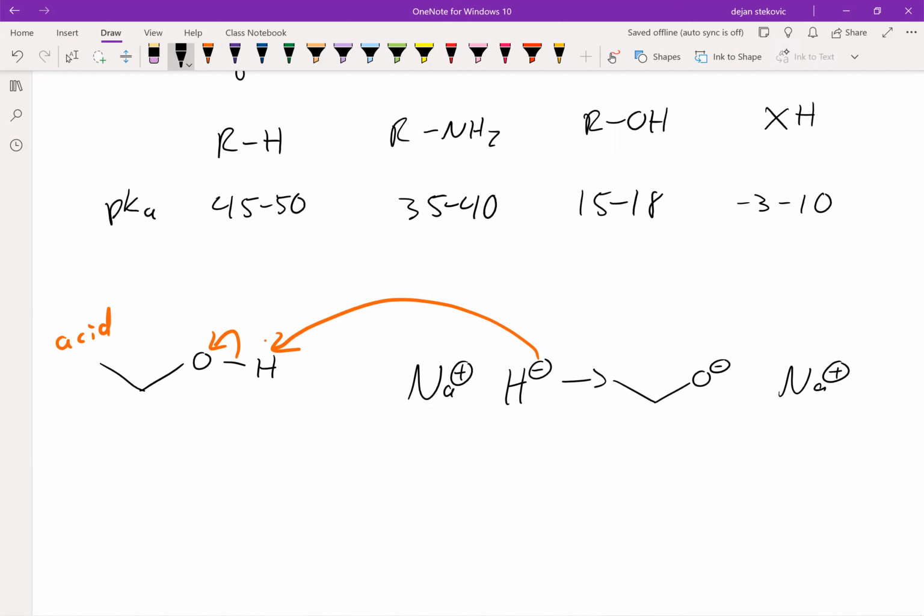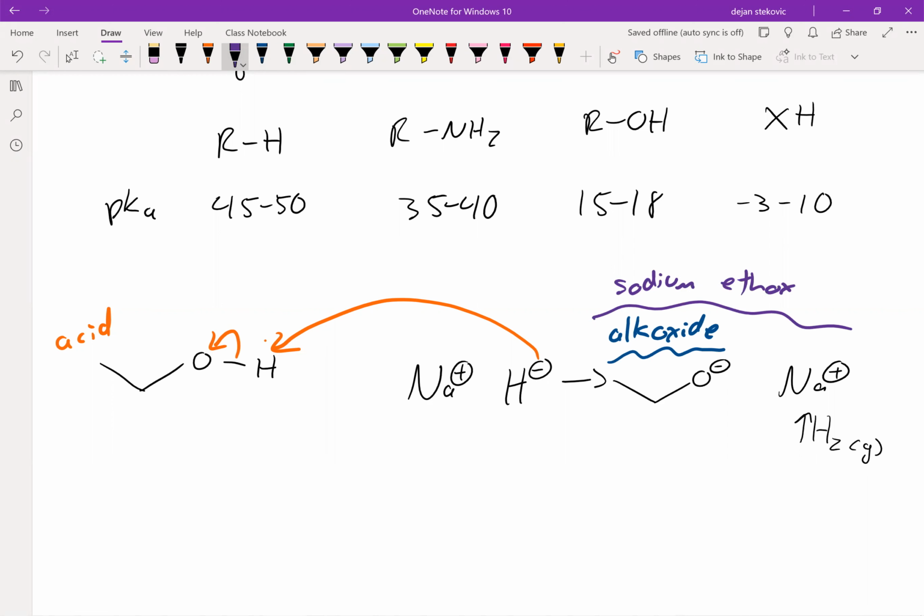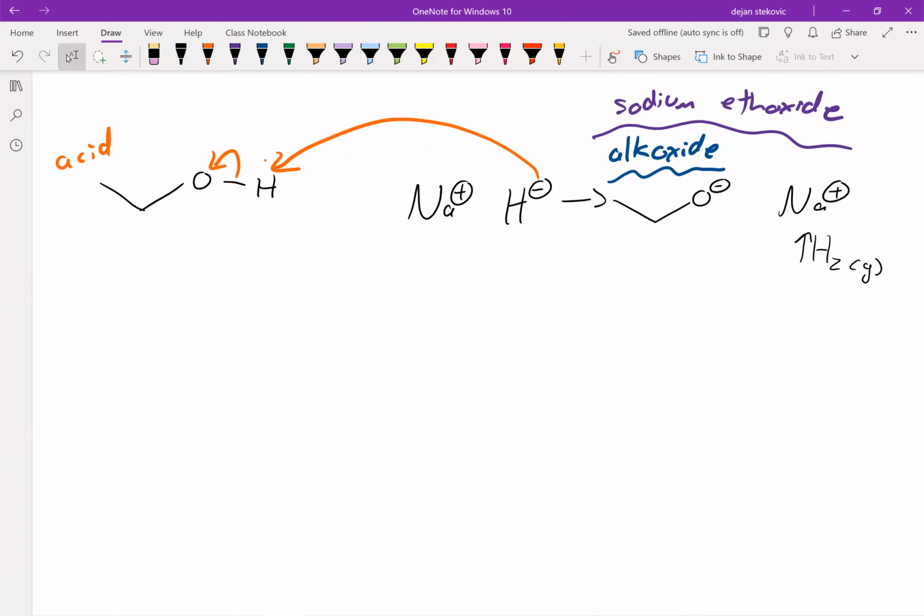The cool thing about using sodium hydride as a base is that you produce hydrogen gas, which then just leaves your reaction, so you don't have to worry about dealing with it. This negatively charged oxygen that came from the alcohol is called an alkoxide. And generally, they get the ending "ide." So, for example, this would be sodium ethoxide. It's a pretty good nucleophile, so you can use it to do substitution reactions. It's also a pretty good base, so you can use it to do elimination reactions.